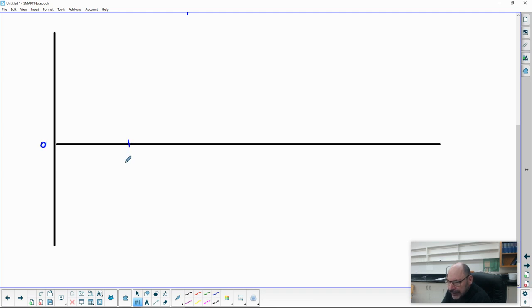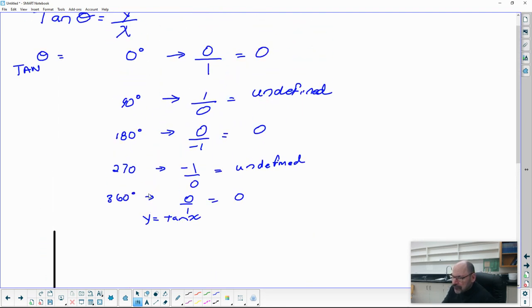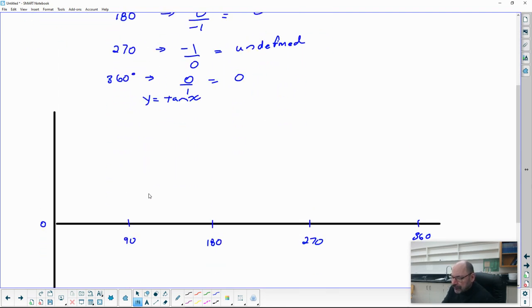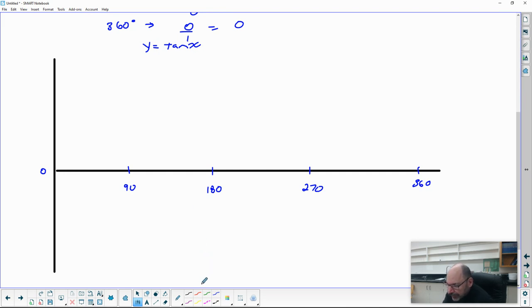We're going to put our 90 in there, our 180, our 270, and our 360. We don't know the size, but we do know this is y equals tan theta, y equals tan x, pardon me. Okay, so the first ones we do know are what we figured out above. So we know 3 points of 0 at 0, 180, and 360.